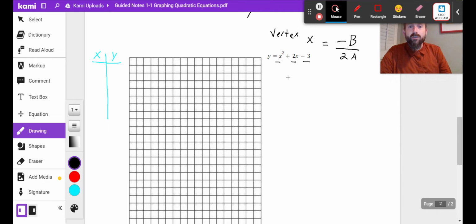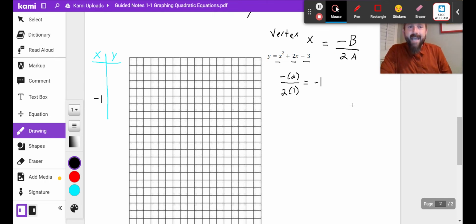So we're going to start doing our work. We have negative 2 over 2 times 1. And by golly, yes, it's still at negative 1. So now we're going to put that over here on our little XY table. Now what we have to do is some plug and check. We're going to plug in negative 1 into each of these values.